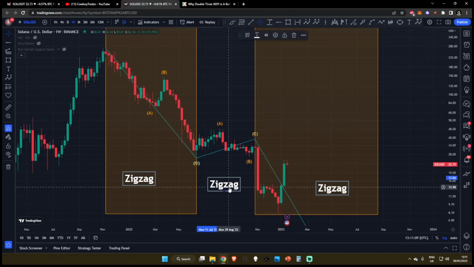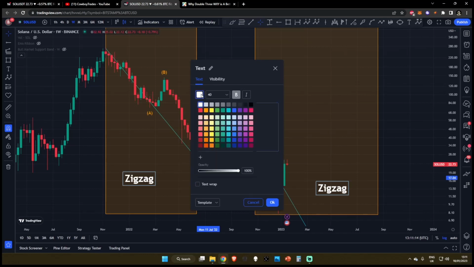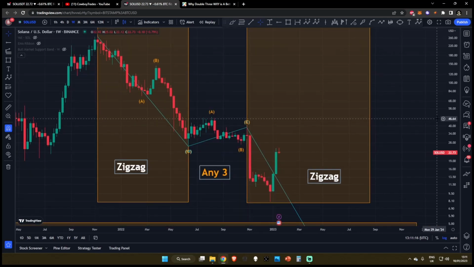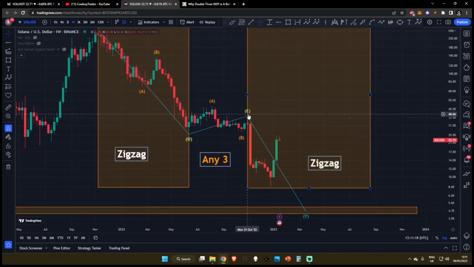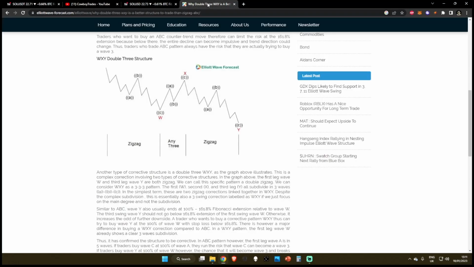So we'll just type this in as any free. Make this a different color, make this orange, and as you can see, quite recently, on the 31st of August, when Solana started topping out around that $39 region, we should be starting a new A wave. Now, once again, why is this pattern called a WXY double three structure, and why is it not called a triple three structure?